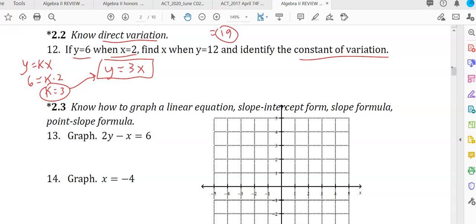Identify the constant. That's that. This is the function rule, or sometimes we could just call it the equation. The function rule is this guy.